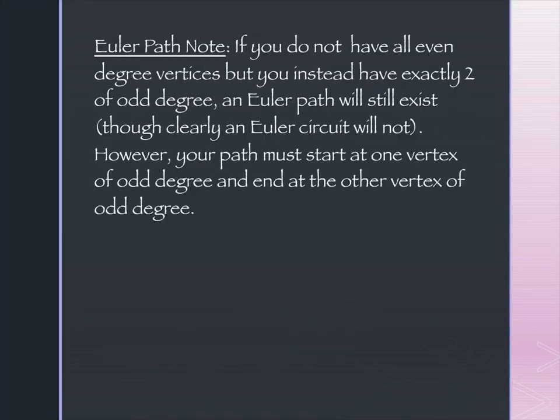So over here, this is talking about what happens when trying to find an Euler circuit but not having all even degrees. If you don't have all even degrees, but you have exactly two that are odd, then you can find an Euler path. It's not an Euler circuit, because it doesn't meet the criterion for that theorem that we had seen already. But it will have an Euler path. However, your path must start at one vertex of odd degree, and it will end at the other vertex of odd degree.